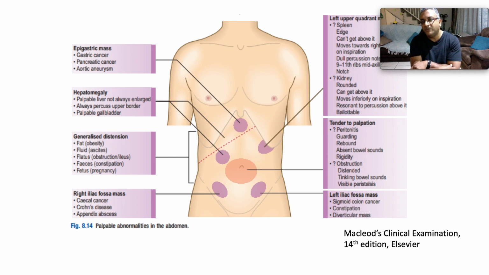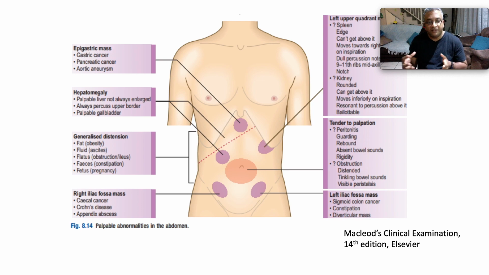Generalized distension, we speak about the infamous four F's, lots of F's. F for fat, which speaks to obesity. F for fluid, speaking to ascites. F for flatus, which speaks to obstruction or ileus. F for feces, speaking to constipation. F for fetus, pregnancy.